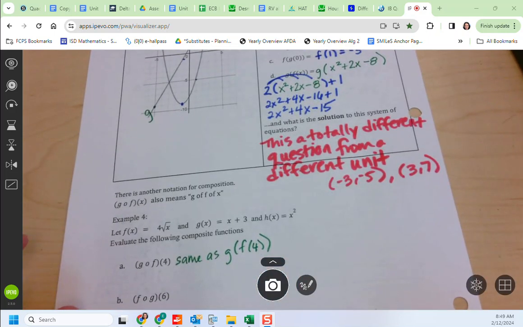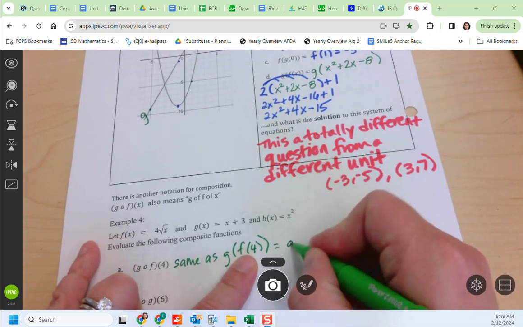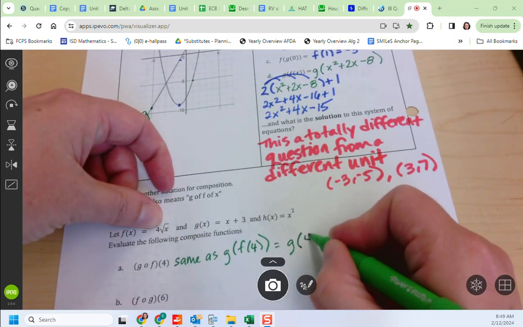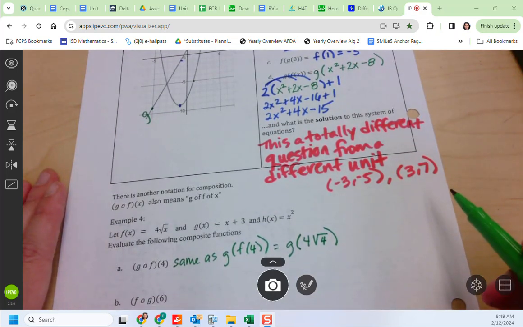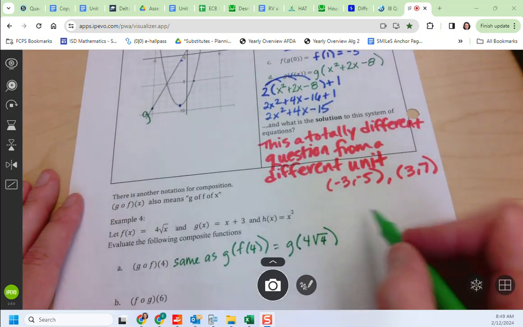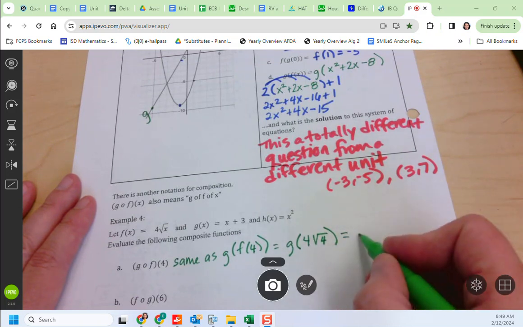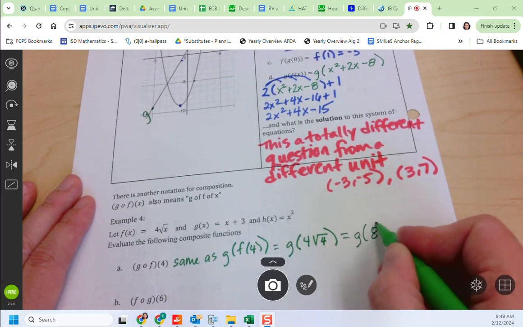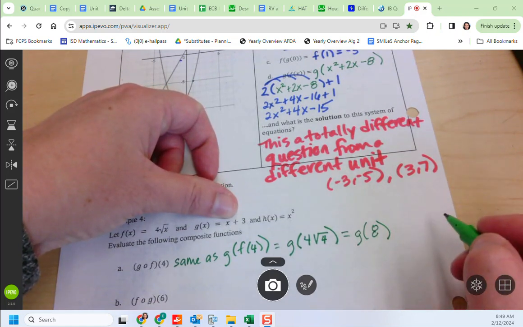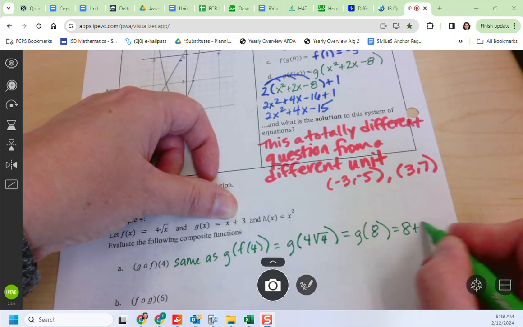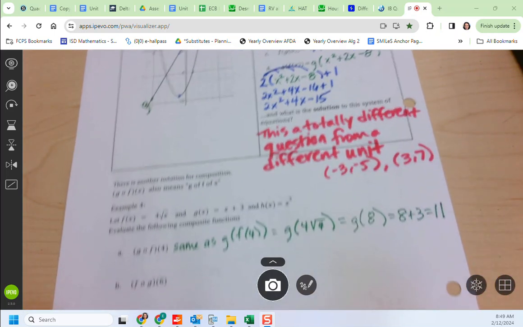You can put 4 into function f first. So that would be g of, and then we have 4 root 4, like that. The square root of 4 is 2, and 2 times 4 is 8, so g of 8. And then you put 8 into function g. So it would be 8 plus 3, which is 11. Okay, see if you can do anything with B and C. Give them a try.